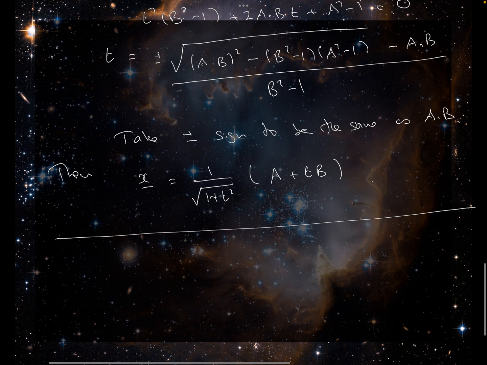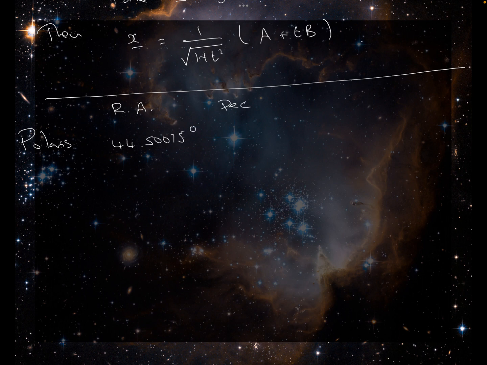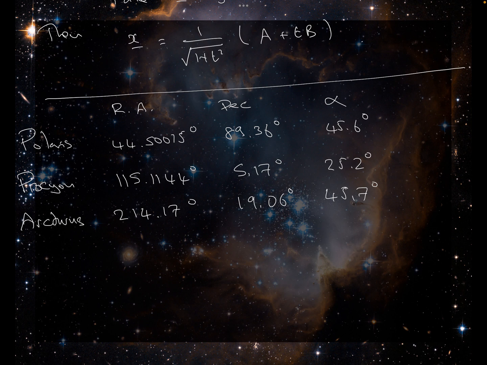Let us apply what we have just derived for the particular problem that MCToon has set. He gave the following data. Polaris, which has right ascension of 44.50015 degrees, a declination of 89.36 degrees. It was measured with a value for alpha of 45.6 degrees. Procyon has right ascension of 115.1144 degrees, a declination of 5.17 degrees, and alpha is 25.2 degrees. Arcturus, right ascension 214.17 degrees, 19.06 for the declination, and 45.7 degrees was the measured angle.